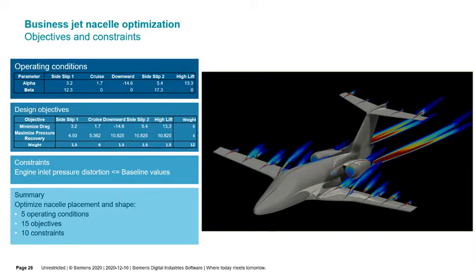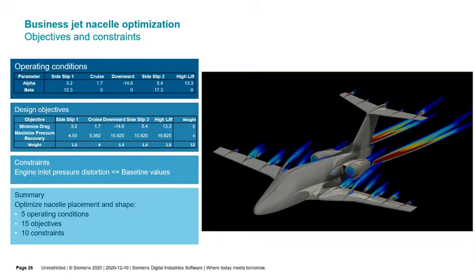Looking at the 5 operating conditions, it was obvious that cruise should be given additional weight, because that is the condition at which the aircraft will spend the majority of its operating life. So we decided to give cruise equal weighting to the other 4 operating conditions combined. And that's how we end up with a total of 12 points and how we've distributed them.